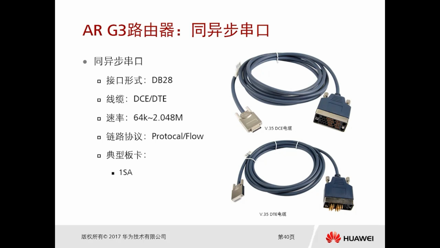Next, let's take a look at this synchronous asynchronous serial port. This is our serial port. Then there are more forms of interfaces. It is DB28, which just indicates that it has 28 pins. One of its lines is DCE-DTE. Its speed is not very high, from as low as 64K, it can go up to nearly 2.048 megabits. One of its protocols is a flow protocol. A typical card for it is the 1SA. Everyone can take a look at this line. Actually, it still has quite distinctive features.